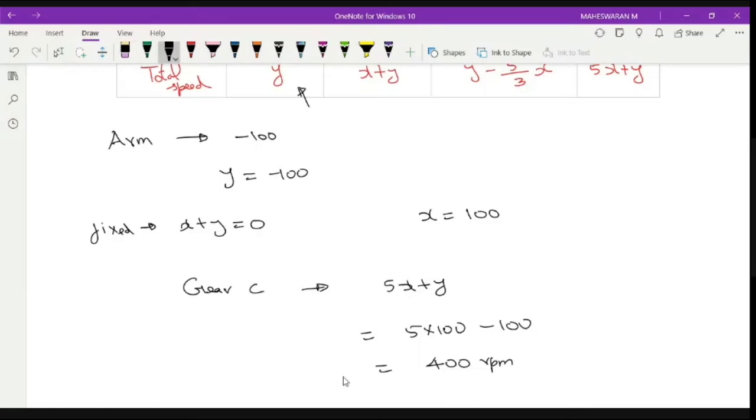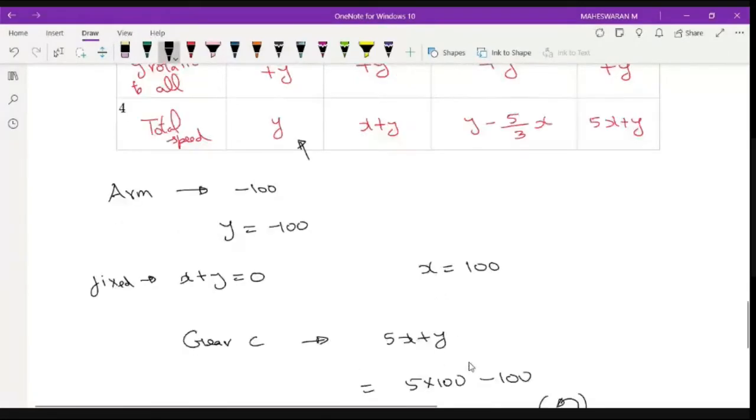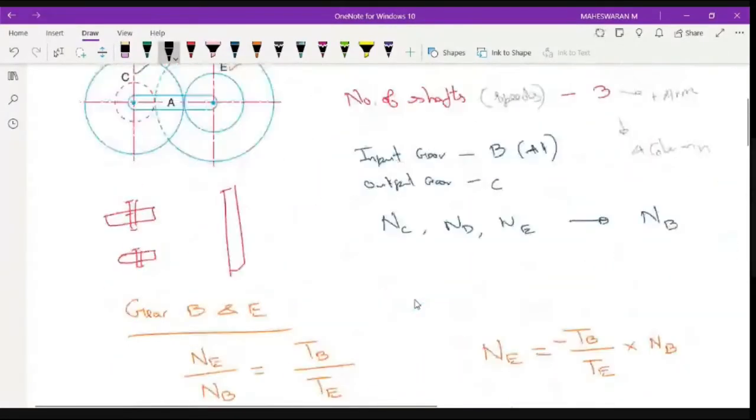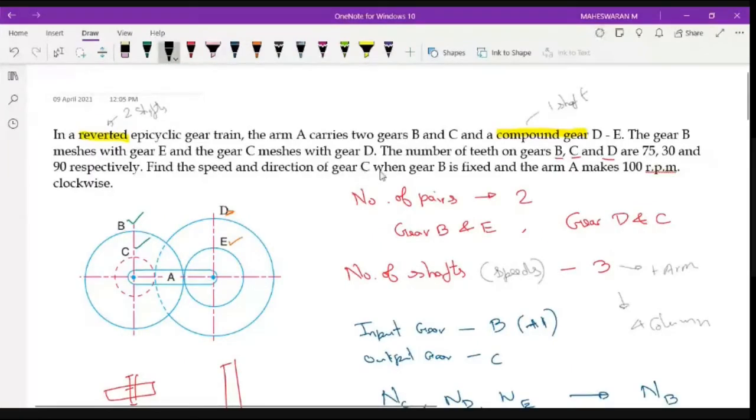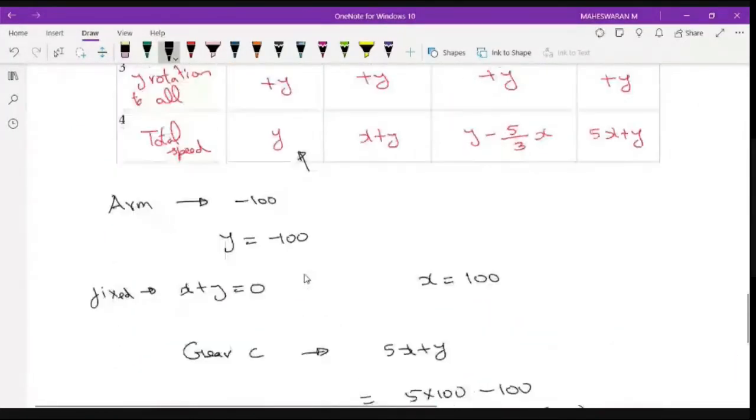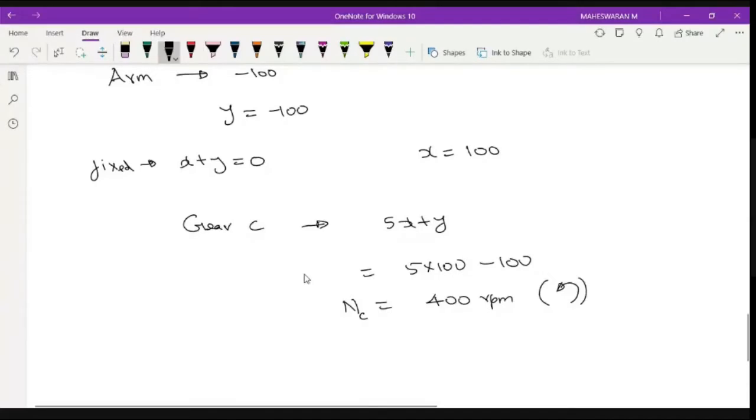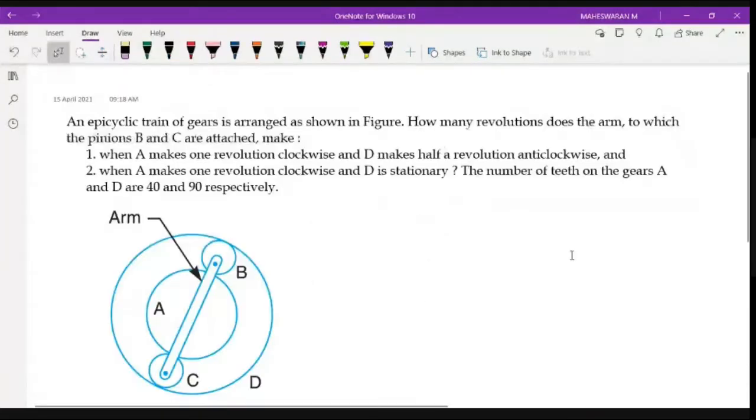What is the type of rotation? Clockwise or counterclockwise? Since the value is positive, it is counterclockwise. So that is the question they are asking: the direction of gear C and its speed. That is what we identified. Any doubt on this? No, sir.